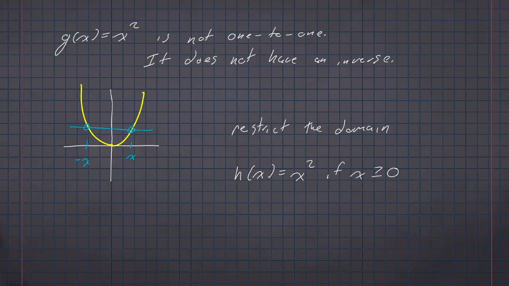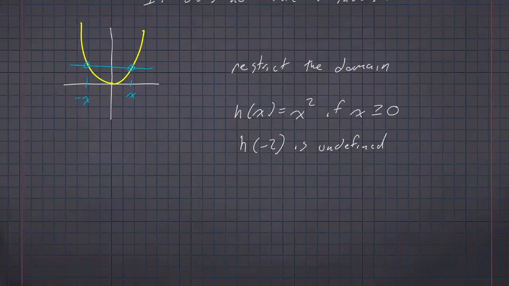For example, I can define the function h of x is equal to x squared if x is greater than or equal to 0. If x is less than 0, this function is undefined. And because h of negative numbers is undefined, it allows us to bypass the problem that we had before.